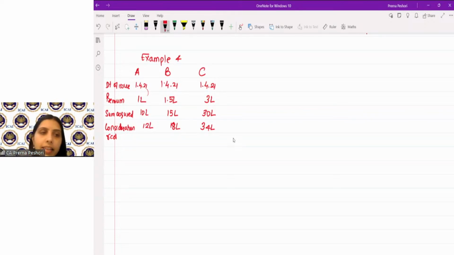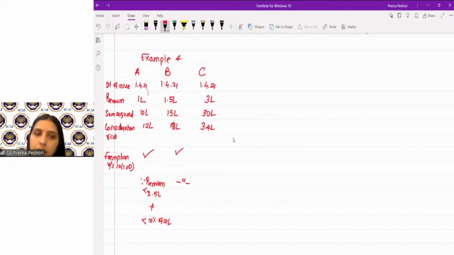So for A, the exemption under section 10(10D) is available, since the premium is less than 2.5 lakh plus less than 10% of 10 lakhs, right? For B also, it will be available, because the premium is less than 2.5 lakh, same reason. For C, this will be taxable.